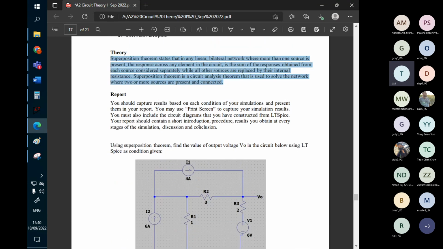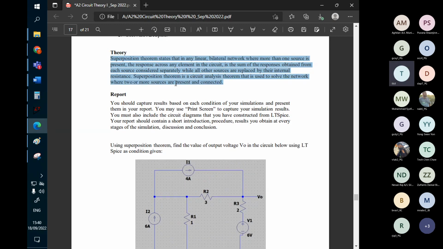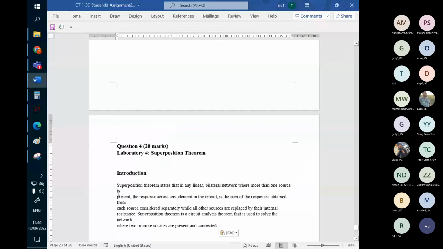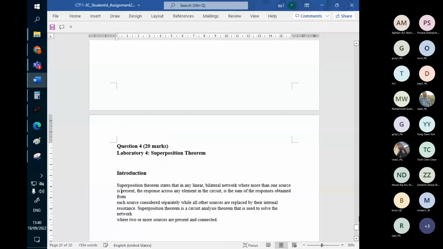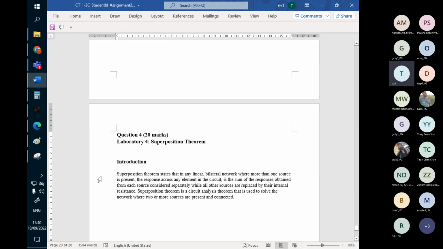Okay, let's see how we can apply this theorem on this simple circuit. Let's copy this here before we forget. All right. Then we come to procedure 1.